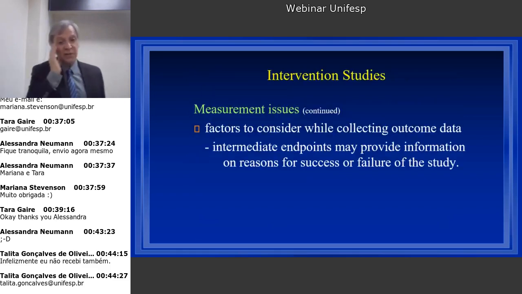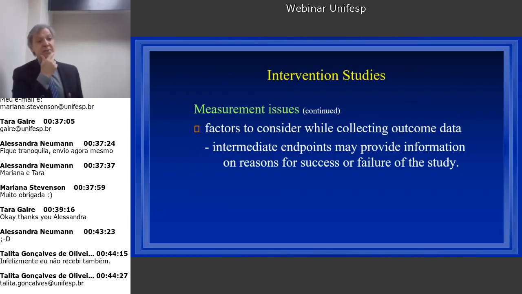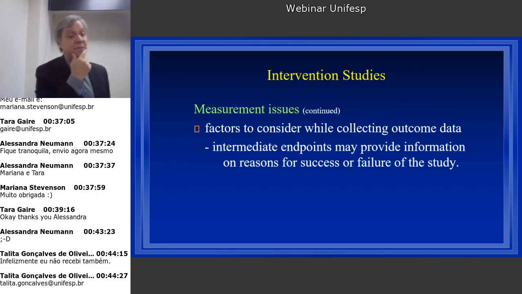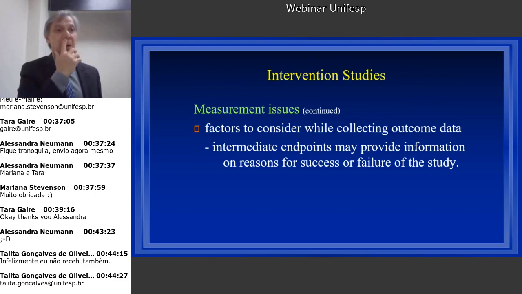Factors to consider while collecting outcome data continue. Intermediate endpoint may provide information or reason for success or failure of the study. This is an important concept. Usually you're looking for biomarkers. Okay, we had an intervention trial, a population trial, and there is a chemical that you can measure in the saliva or the blood or urine. It's urine. Usually urine is cheaper and faster, of people who smoke, to tell if they're still smoking.